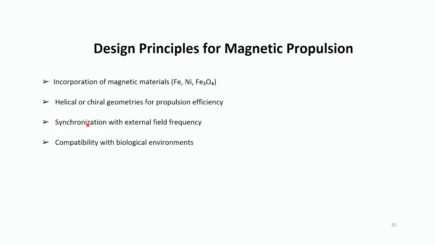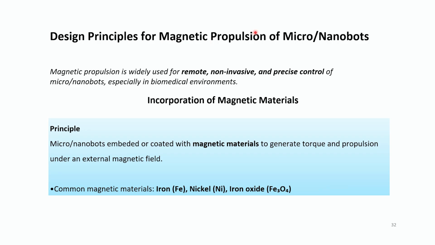Then synchronization with external field frequency. Your bot needs to be highly synchronized with that field. Then compatibility with biological environments. That is the last step, but a very important one: it needs to be biocompatible for the environment it is going to move in. These are the design principles for magnetic propulsion of micro nanobots. Magnetic propulsion is widely used in biomedical environments for remote, non-invasive and precise control of micro nanobots.